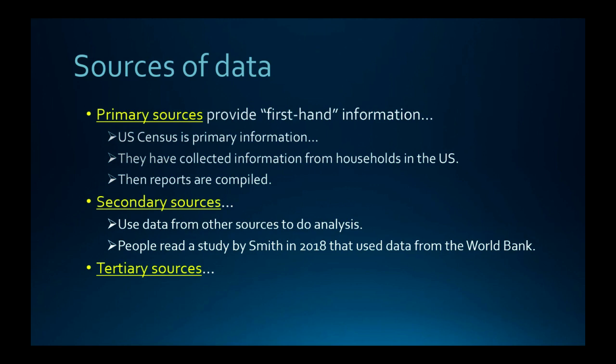Finally, we have tertiary sources. And tertiary sources are basically summarizing others' work. They may not be doing any analysis themselves, and they're not doing any data collection themselves, but they're basically providing a compilation. So a good example of a tertiary source would be Wikipedia or an encyclopedia.